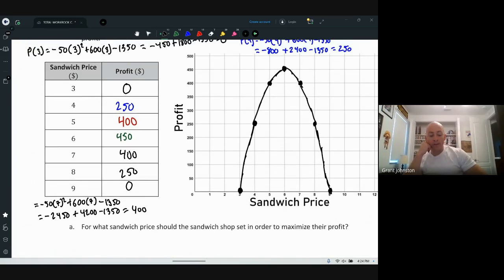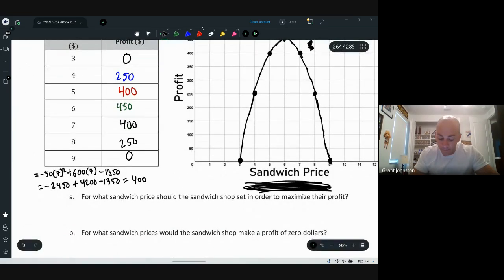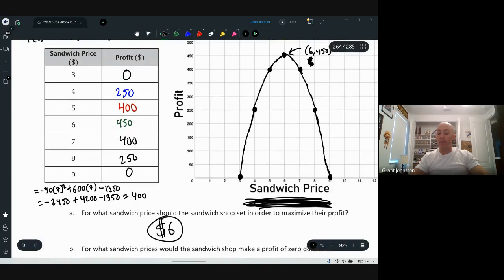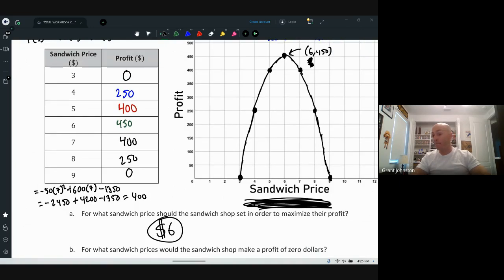So A says, for what sandwich price should the sandwich shop set in order to maximize their profit? Well, the maximum profit is here. This would be at 6, 450. So the sandwich price is 6. At $6, they're going to maximize their profit. Now the profit will be 450, but the sandwich price we want is 6.